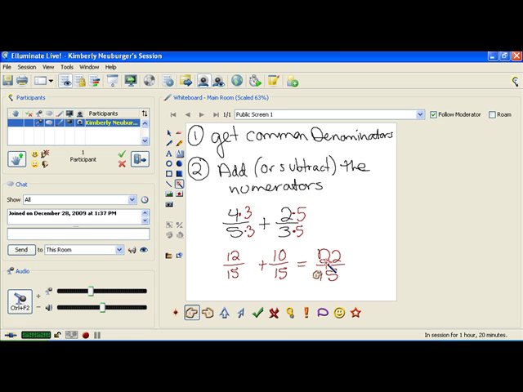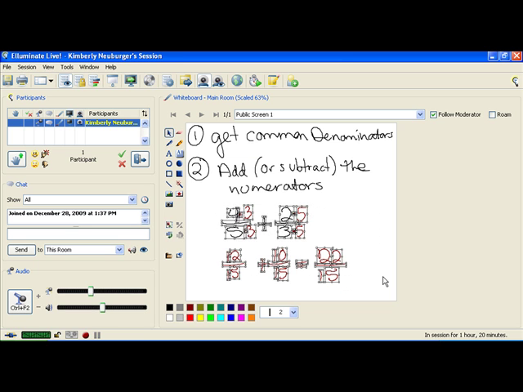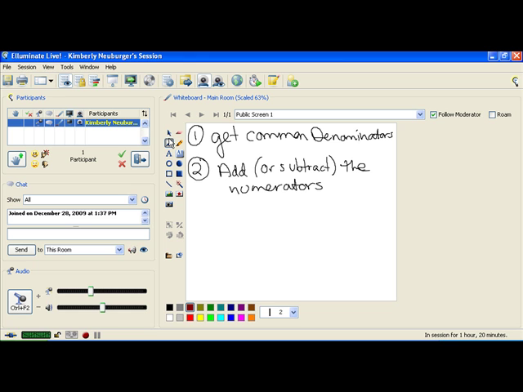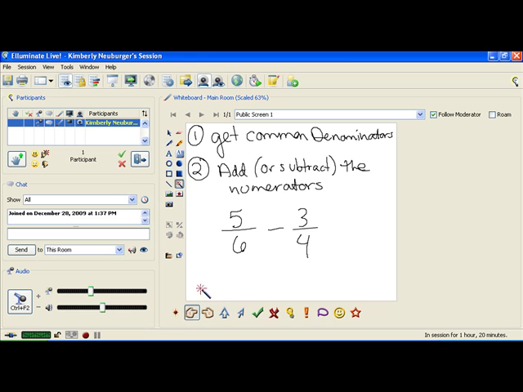Now, let's look at a subtraction problem. Let's say that you have 5/6 and you're subtracting from it 3/4. The first thing you want to do is get your common denominators. So we're going to go ahead and take a look at the denominators of 6 and 4. The smallest value both of those go into is 12. So we're going to turn them both into 12.